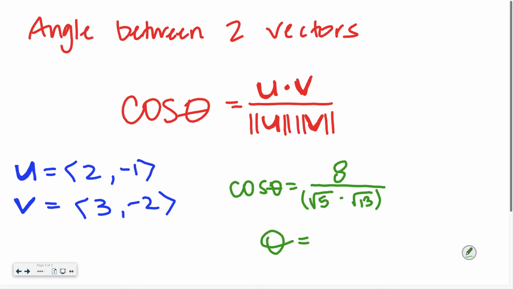Inverse cosine of 8 over radical. Wait, is that what he's going to make? What are you doing? Is he going to pose a problem, since I'm still on that one?